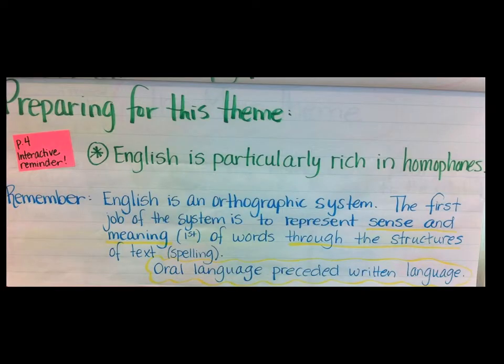In preparing for this theme, it's important to remember that English is particularly rich in homophones. Melvin has an interactive reminder on page 4 of this theme if you want to hover your mouse over that. It's good to remember also that English is an orthographic system. The first job of the system is to represent sense and meaning. Do you remember the flow chart that we have that says what does it mean first? The structures and spelling come after the meaning. The structures and spelling try to help represent the meaning.